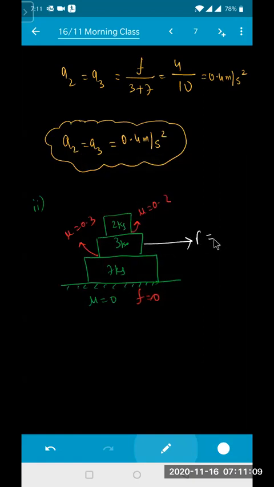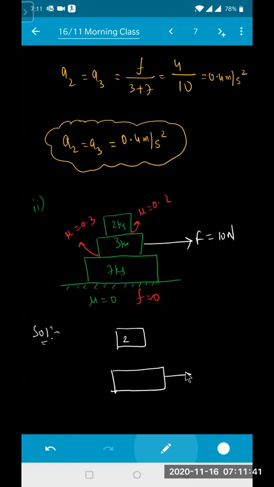This force F is equal to 10 Newton, applied on this one. At that time, what do we need to do? 3 kg is an accelerating frame. That means the 2 kg is kept on a non-inertial frame, so pseudo force will act on your 2 kg. So when we apply the force on the 3 kg, see what the frictional force acting on this one is. This is your 2 kg and this is your 3 kg. When you are applying force F, it is 10 Newton right now. So frictional force will be acting on this one. So this is your frictional force.